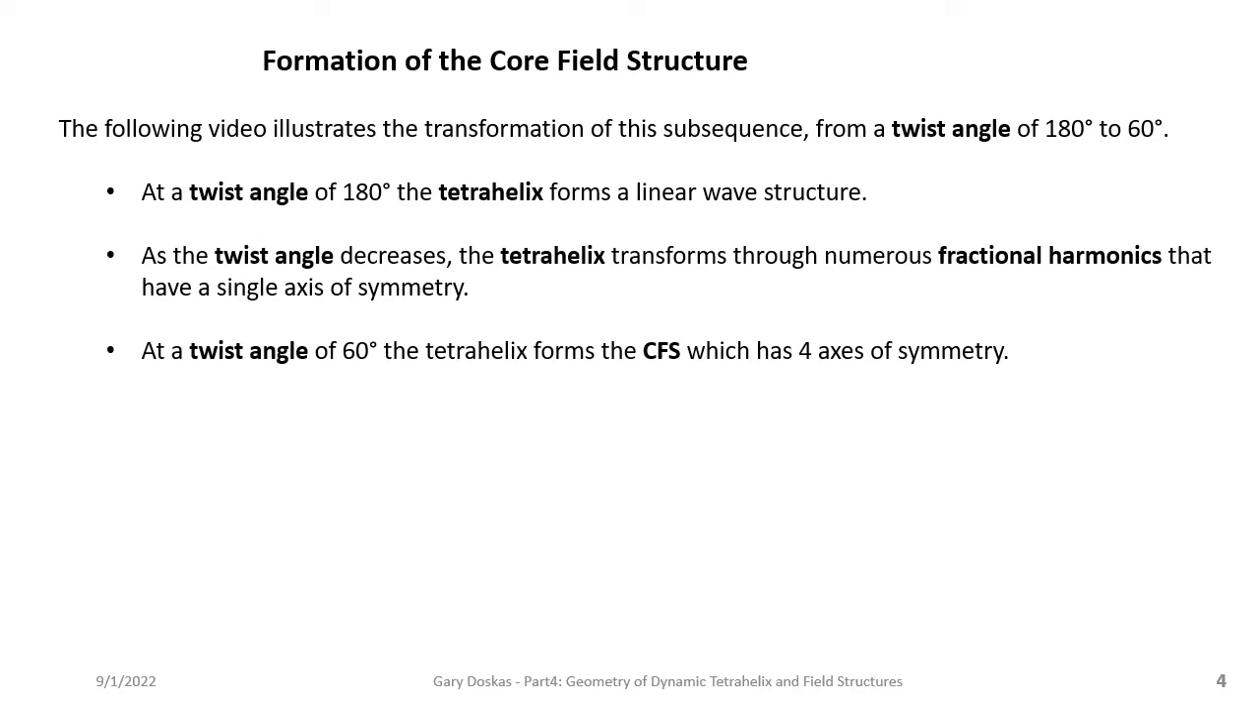Formation of the core field structure. The following video illustrates the transformation of this subsequence from a twist angle of 180 degrees to 60 degrees. At a twist angle of 180 degrees, the tetrahelix forms a linear wave structure. As the angle decreases, the tetrahelix transforms through numerous fractional harmonics that have a single axis of symmetry. At a twist angle of 60 degrees, the tetrahelix forms the CFS, which has 4 axes of symmetry.